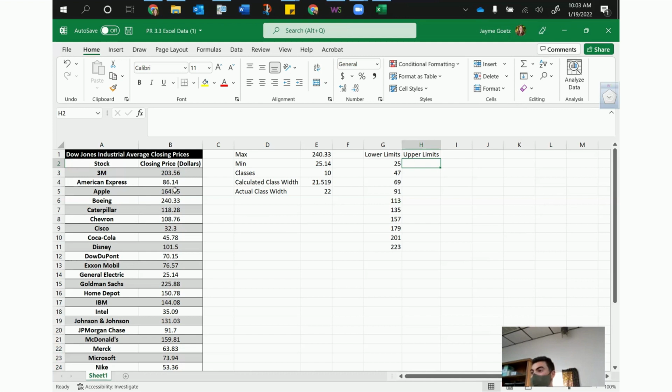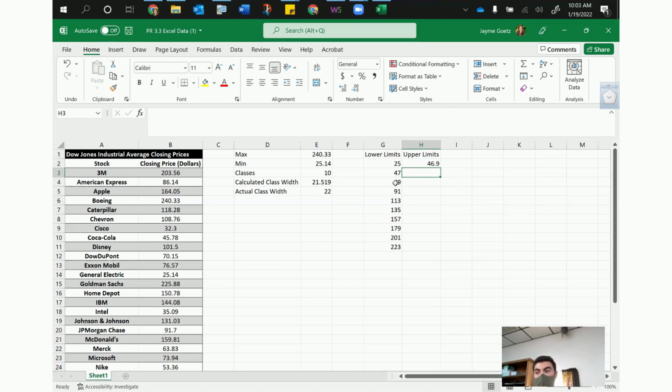Now, since we're dealing with money, since we're dealing with decimals, our limits are going to have decimals too. So I want my upper limit to go right up below my lower limit, but not quite. So that would be 47, and then I'm just going to take away 0.1, so that would be 46.9. So my first class covers all values from 25 to 46.9. Then my second class takes over 47, and it's going to go all the way up to this guy, but right below it.